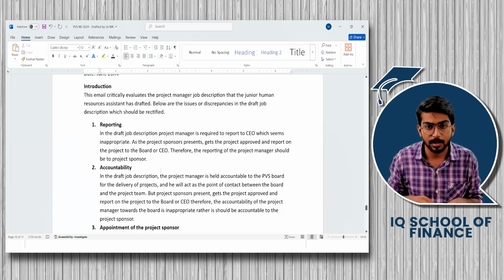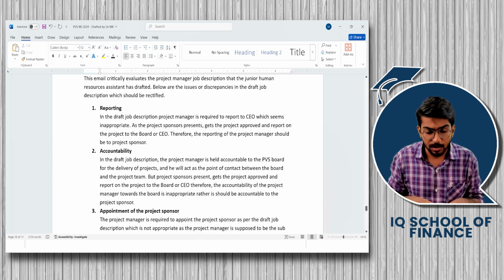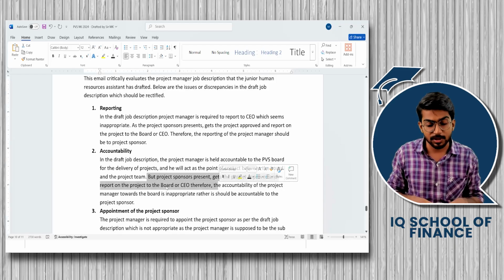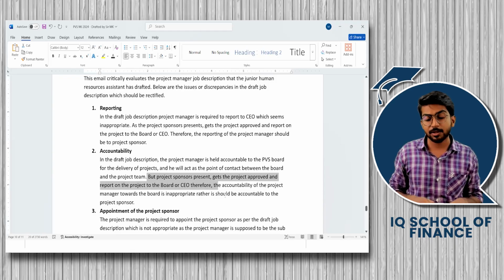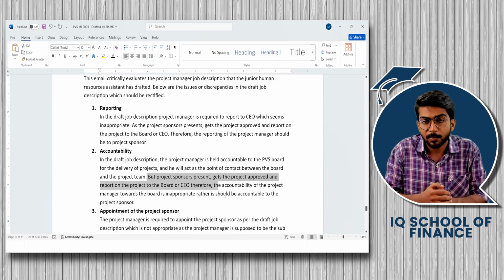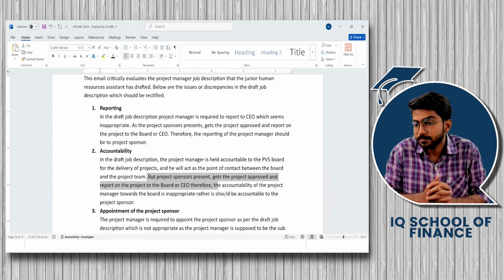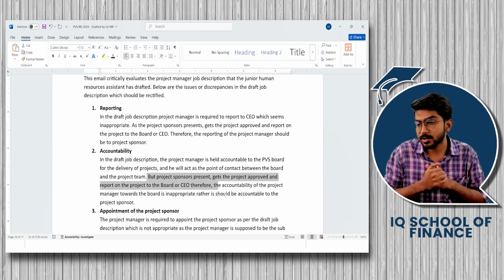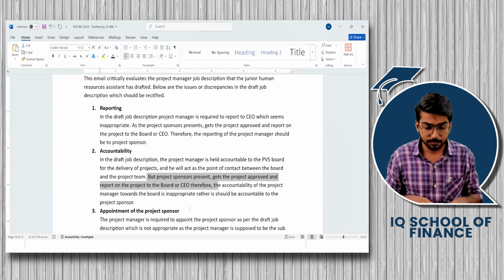So we have expressed the skepticism here as well. And also, see here, the project sponsor presents and gets the project approved, and not the project manager to the board or CEO. Therefore, the accountability of the project manager towards the board is inappropriate. Rather, it should be. So when we are saying that it is inappropriate, this shows that first we showed the skepticism and we challenged the thing that it is not correct. Okay, yes, Pooja. Yes, good point. But this is a very short point. You have to make it proper, right?